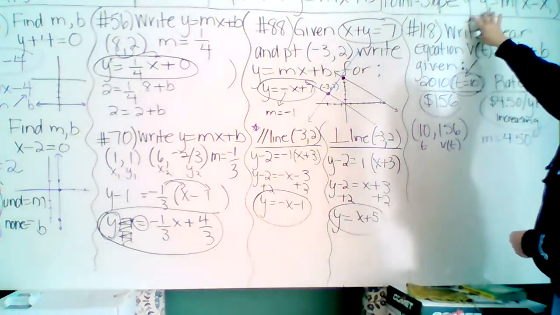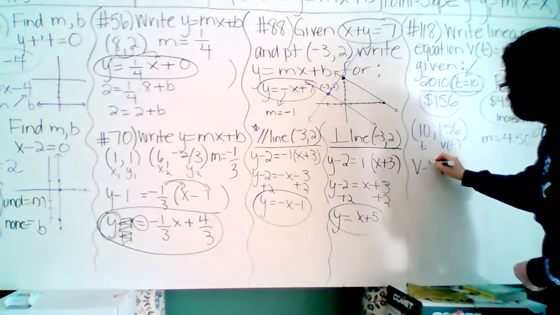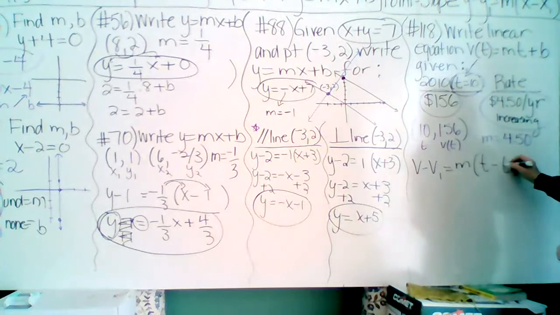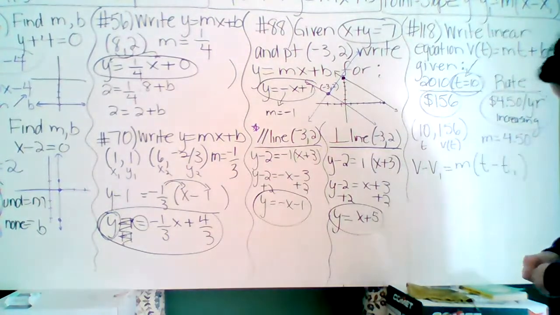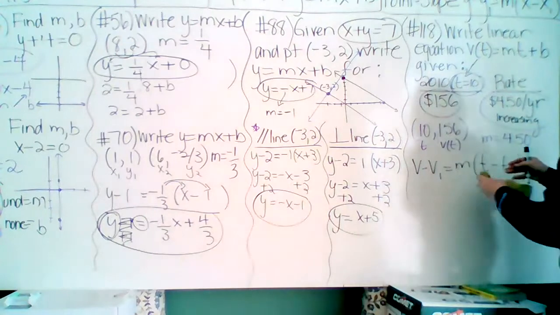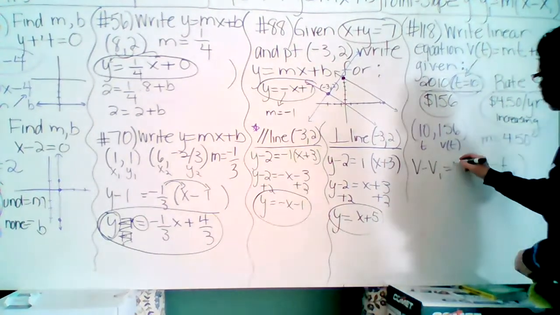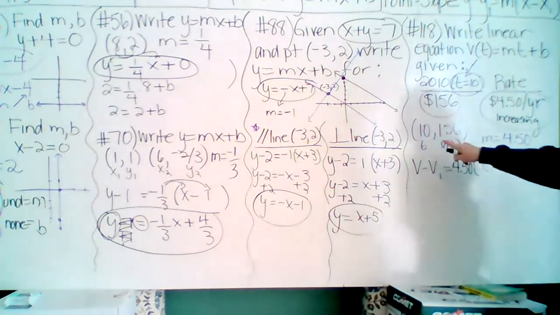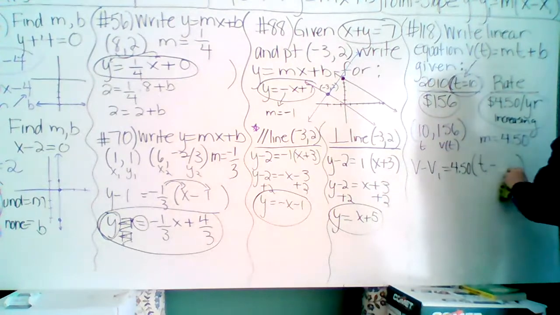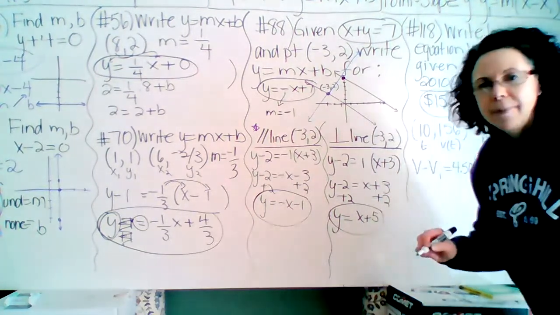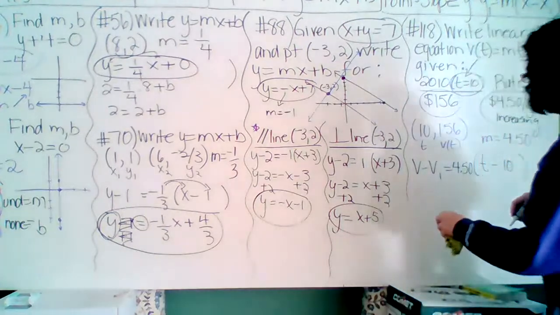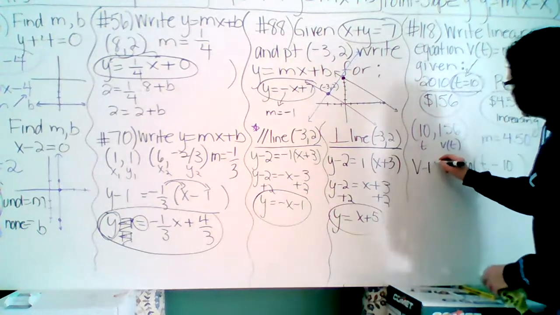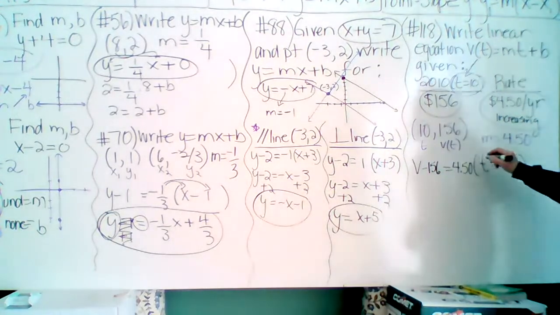Okay, but my y's, I'm going to make these v's. And my x's, I'm going to make t's. Okay, now I'm going to fill it in. The slope is 4.50. There we go. The initial time, t1, is 10. Would have been nice if they had made that a time of 0, right? Would have been easy. The volume, right? The initial value they gave me was 156. Okay.